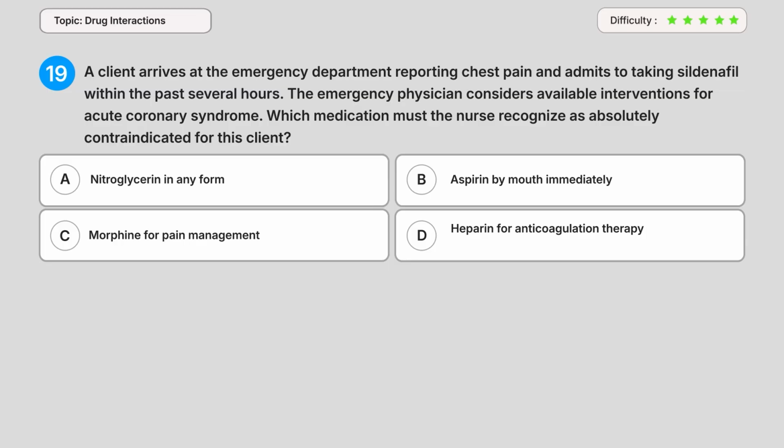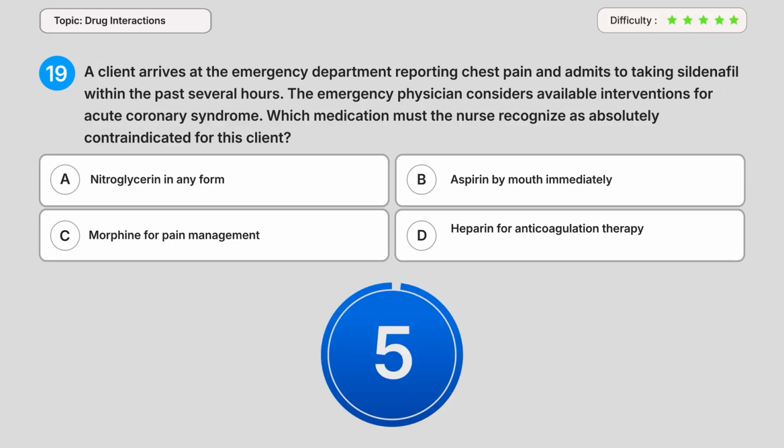A. Nitroglycerin in any form. B. Aspirin by mouth immediately. C. Morphine for pain management. D. Heparin for anticoagulation therapy. What do you think is the answer?